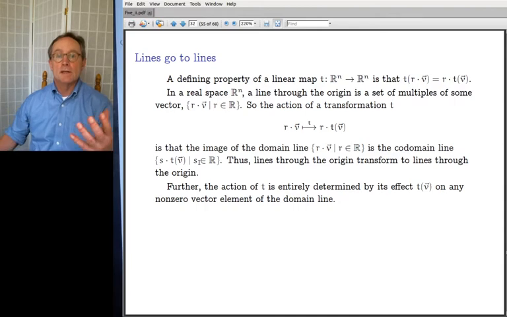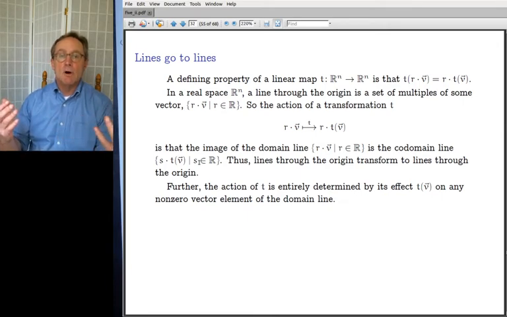If you don't imagine that they're the same, if you imagine one's over here and one's over here, I call them R just because that seems more real to people. We could have said Cn. But so you have a domain and a codomain, and I understand that they're both Rn. But so you have a line over here and a line over here. So the image of the domain line is a codomain line. Lines map to lines. Lines through the origin transform to lines through the origin. Multiples of v transform to multiples of T of v.